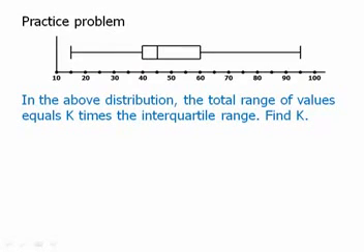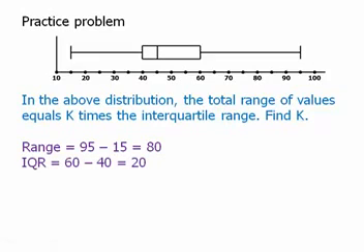Okay, in the above distribution, the total range of values equals k times the interquartile range. Find k. Well, fortunately, we can read everything here. The minimum appears to be around 15. The max appears to be around 95. So 95 minus 15 is 80. That's the range, max minus min. Now the interquartile range, it looks like the first quartile is around 40. The third quartile is around 60. So the IQR, 60 minus 40, is 20.